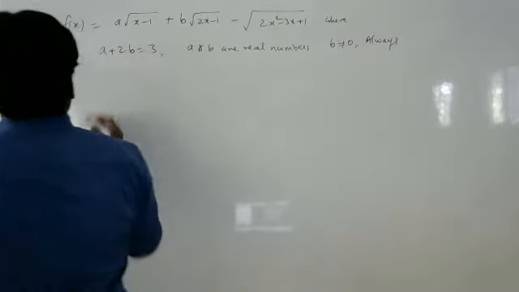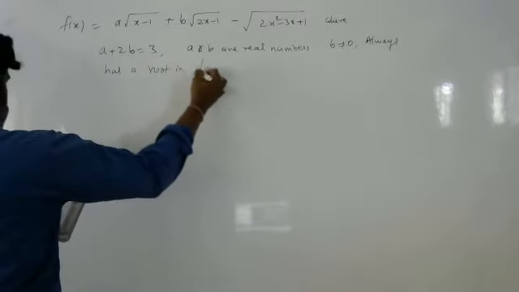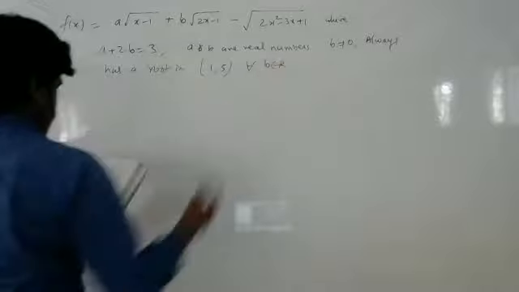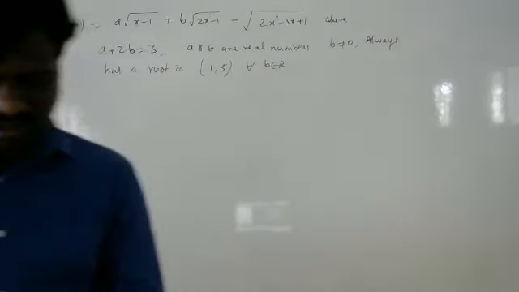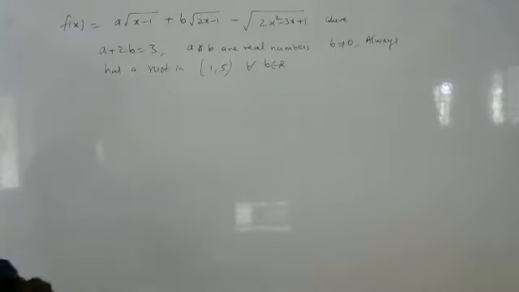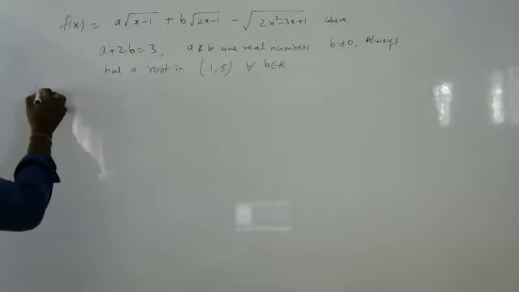Always has a root in the open interval 1 comma 5 for all b belongs to R. So this is the question he said. Okay, this is the question. We have different types of questions. I pick up this question first. We will solve many questions tomorrow. Today I will solve this question.